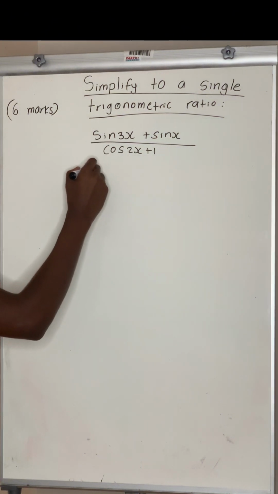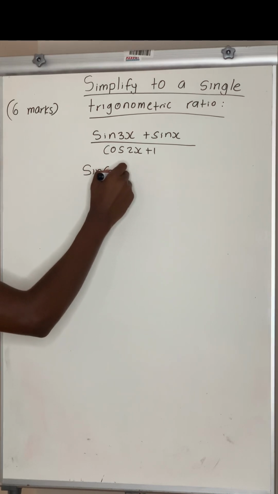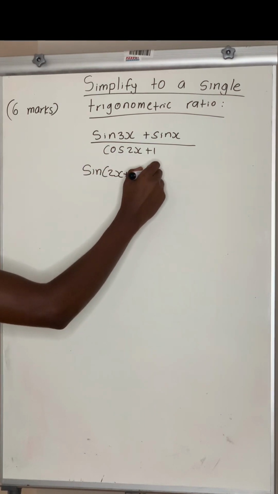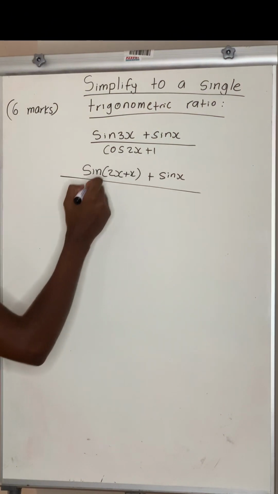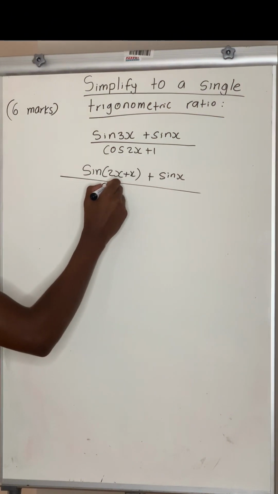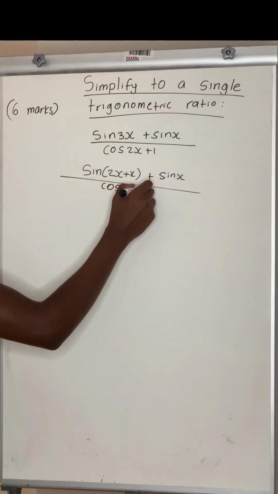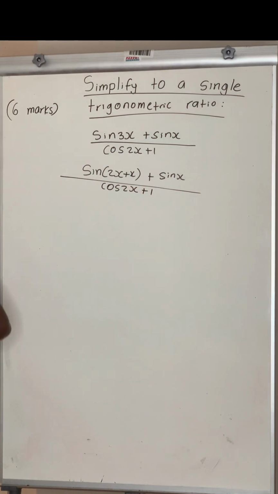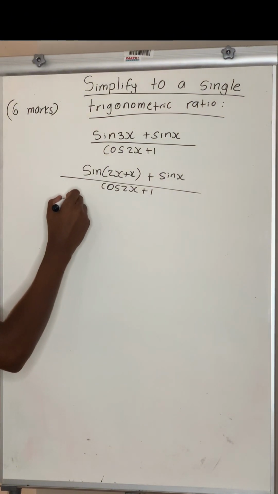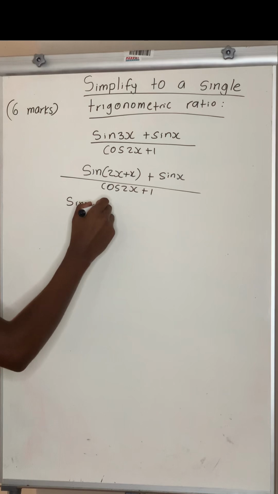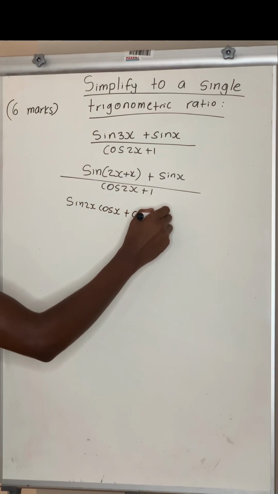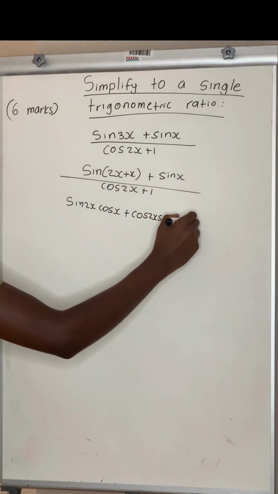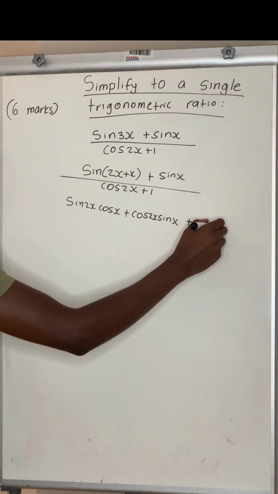It's going to be sine 2x plus x, plus sine x. And then all of that is divided by cos 2x. So let's leave that for later. So cos 2x plus 1. And then the sine 2x plus x, when you expand it into its identity, it's going to be sine 2x cos x plus cos 2x sine x. And then plus sine x.